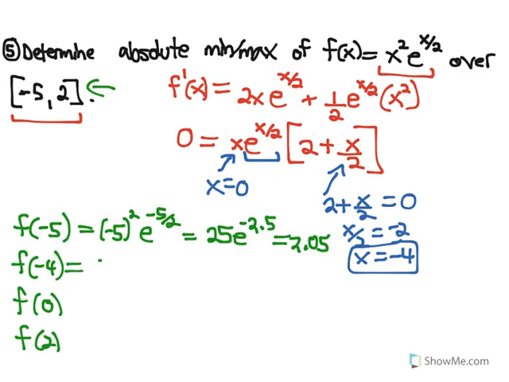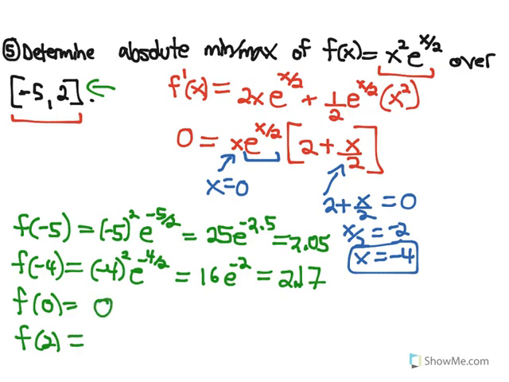This would be the same thing, -4 squared e to the -4 over 2, which is 16 e to the -2, which is approximately 2.17. F of 0 should be easy. That's just going to be 0 when you plug it in. And f of 2 will be 2 squared e to the 2 over 2, or just e. So it's 4e, which is 10.87.